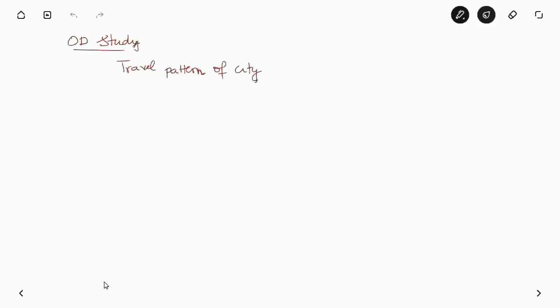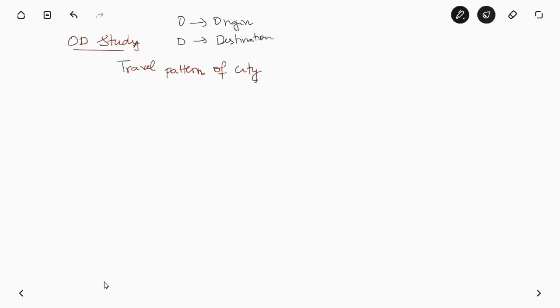Hello everyone. So what is this OD study? In OD study, origin destination study, we try to find out the travel pattern of the city. In OD study, O stands for origin and D stands for destination.